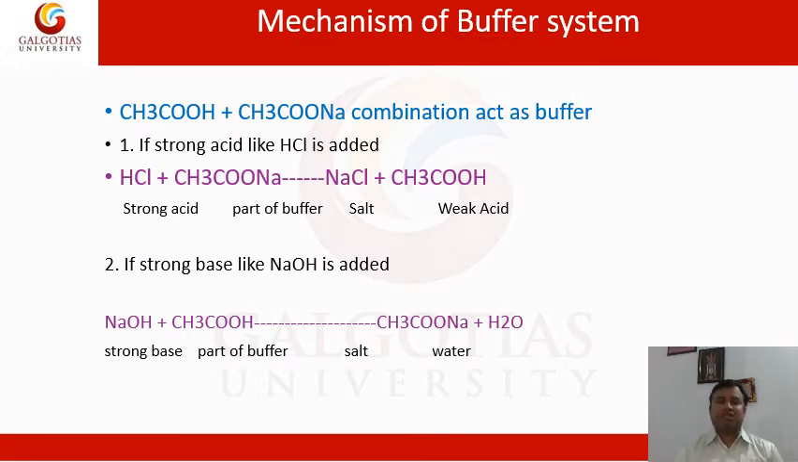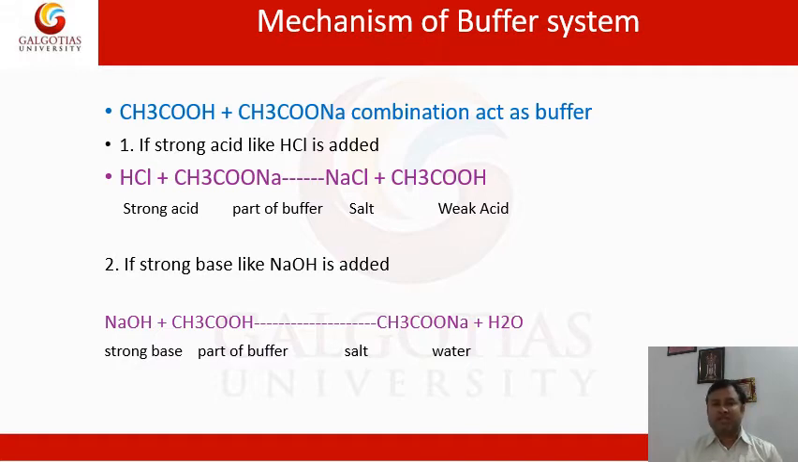So let's discuss the mechanism of the buffer system. In the body, there are many types of buffer systems present. I would like to explain the buffer system with a small example, like the combination of acetic acid and sodium acetate acting as a buffer system. So what will happen when a strong acid like hydrochloric acid is added? If we add hydrochloric acid, the buffer part, that is sodium acetate, will combine with the hydrochloric acid and form the weak acid. In this way, the effect of the hydrochloric acid is neutralized because it is converted into the weak acid.